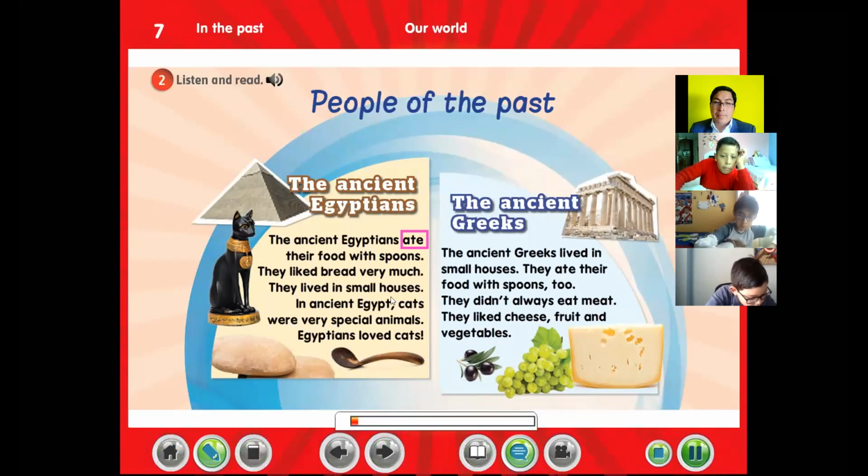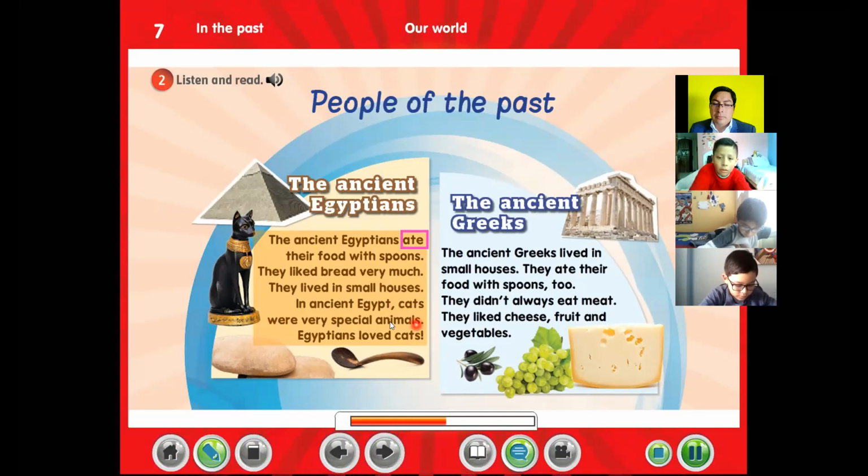Two, listen and read. People of the past. The ancient Egyptians. The ancient Egyptians ate their food with spoons. They liked bread very much. They lived in small houses. In ancient Egypt, cats were very special animals. Egyptians loved cats.